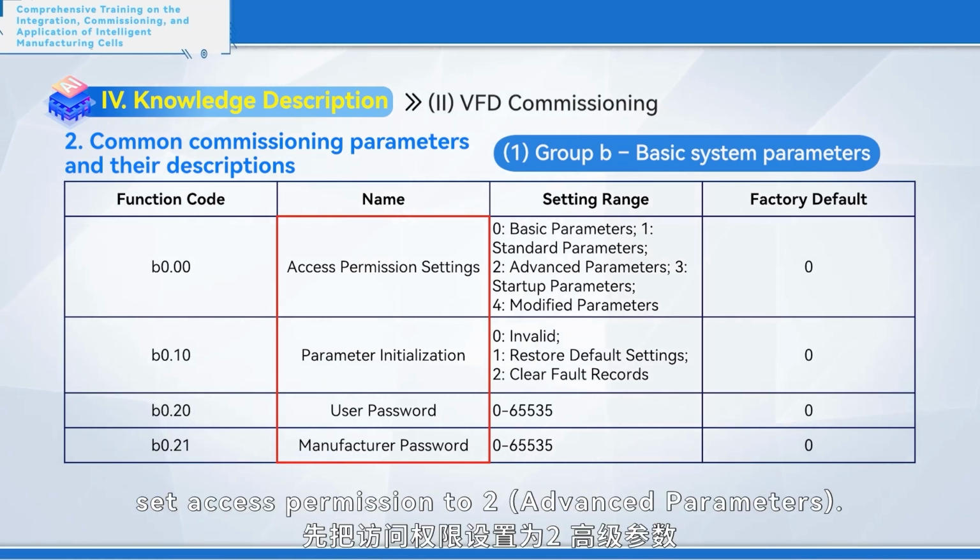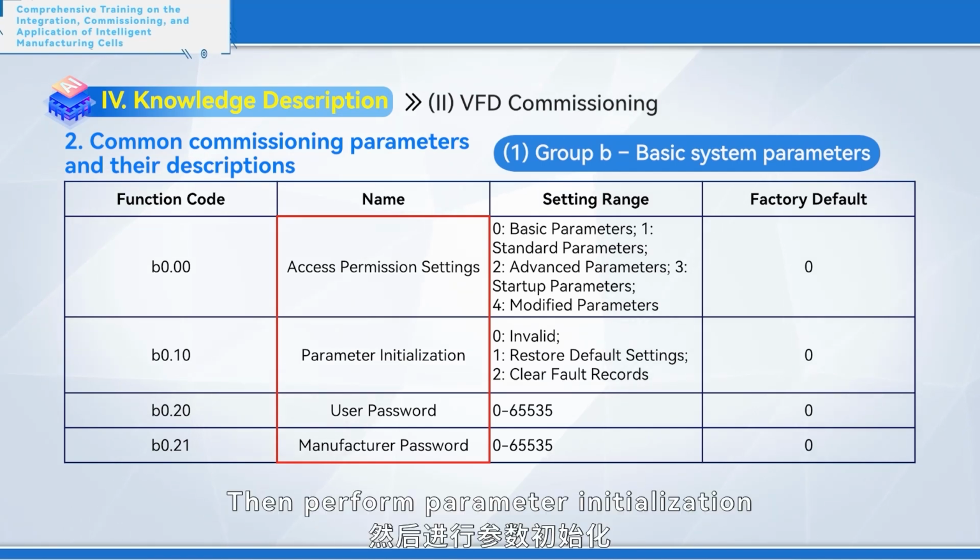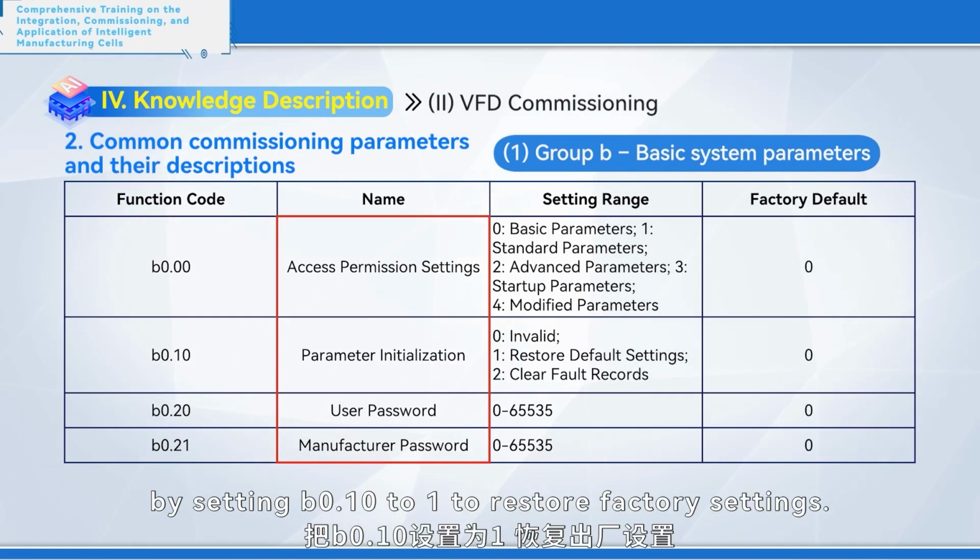During commissioning, set access permission to 2, advanced parameters. Then perform parameter initialization by setting B0.10 to 1 to restore factory settings.